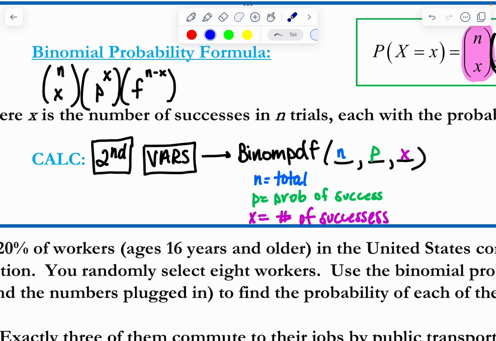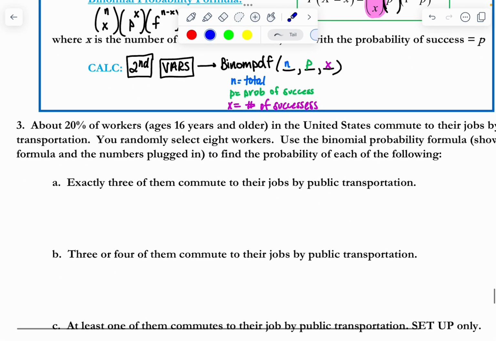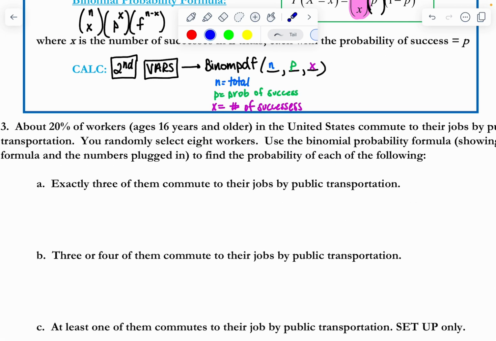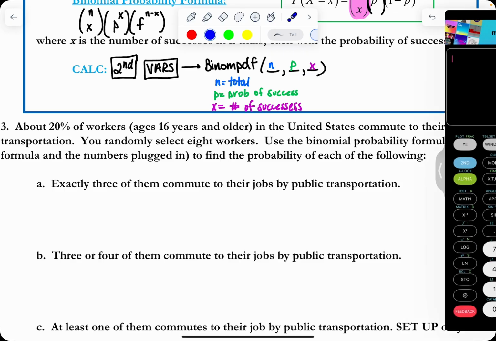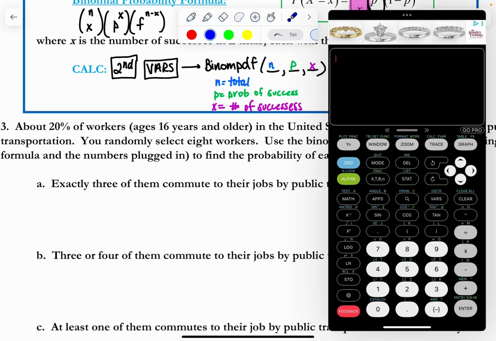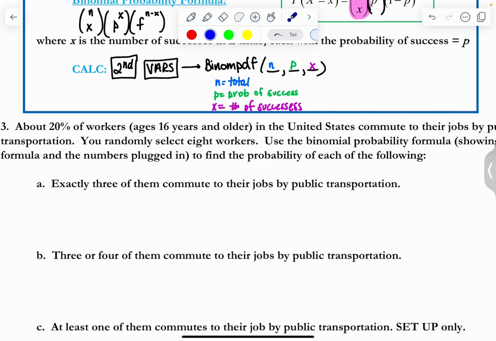Okay, so let's look at this first example, and we're just going to get used to doing this on your calculator. By the way, you do need a graphing calculator in order to do this. So for right now, you can just use the Calculate 84 app on your iPad. So this problem says about 20% of workers in the United States commute to their jobs by using public transportation. It says that we're randomly selecting 8 workers.